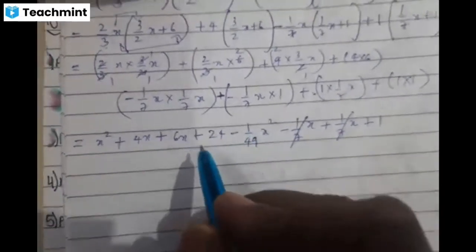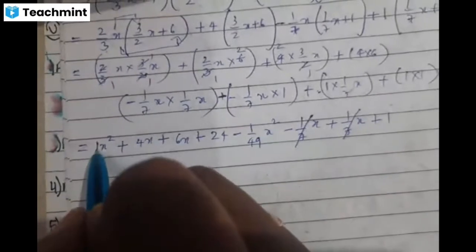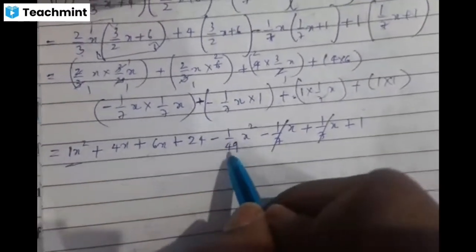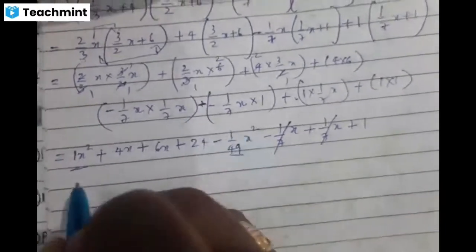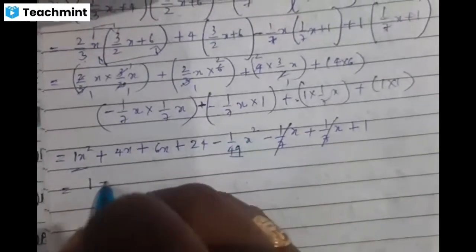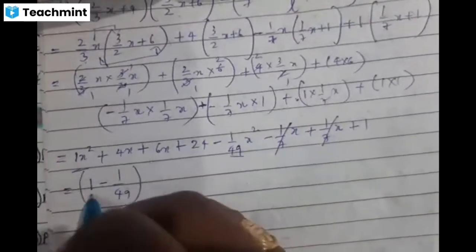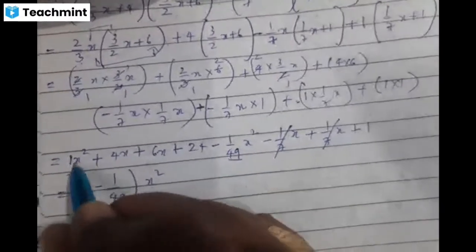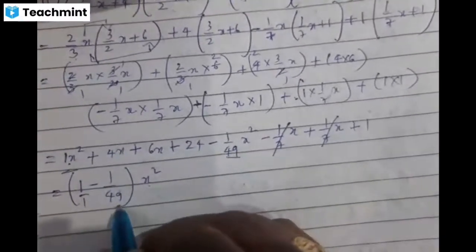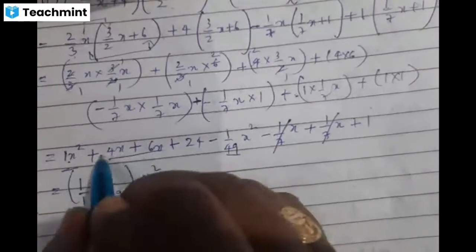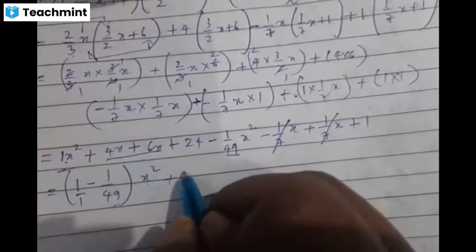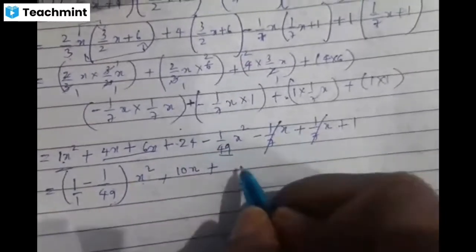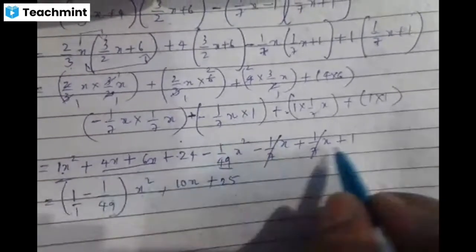You are left with 1x square and minus 1 by 49x square. I am going to write it as 1 minus 1 by 49, x square. x square is common, I keep it outside, and 1 minus 1 by 49 I keep in the bracket. Rest, here you have like terms: 4x plus 6x is 10x, plus 24 plus 1 is 25. So all the terms we have considered.